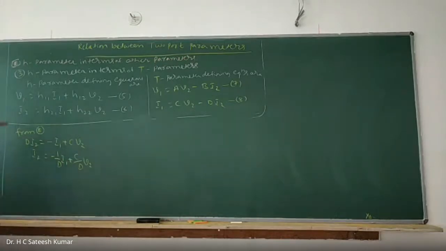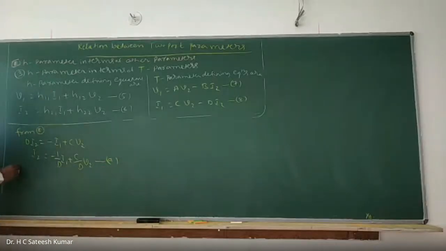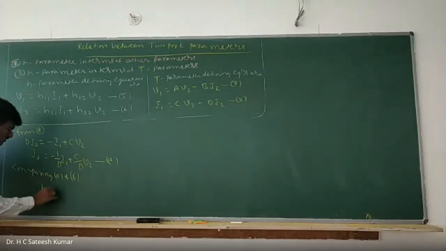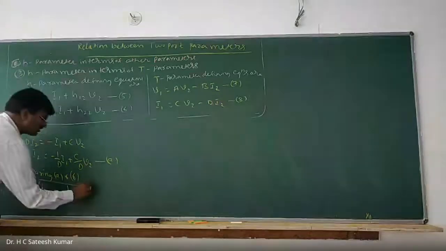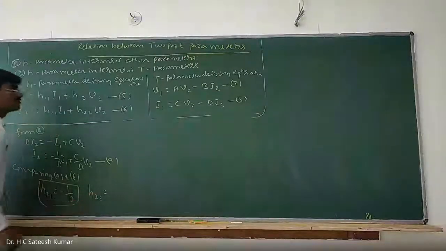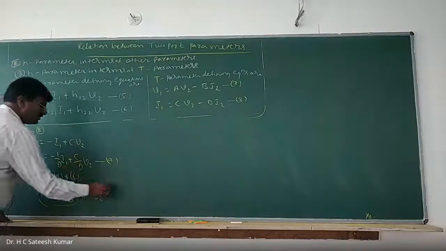Okay. So now we compare. Call this equation as A. Comparing A with 6. What will you get? If you compare that, H21 is equal to minus 1 by D. H22 is equal to C by D.